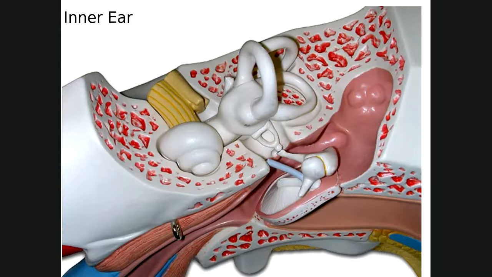You see it better here. Here's the cochlea. Here's the vestibule. And then these are the semicircular canals. There's 3 of them. Does it make sense to everyone?